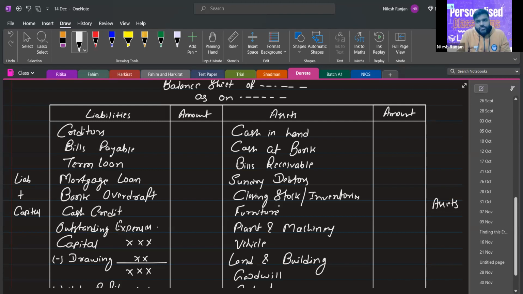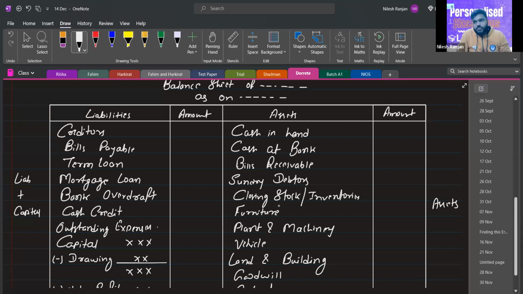Closing stock, inventories, means the stock which is unsold at the end of the year. Okay. Stock which is unsold at the beginning of the year is called opening stock. At the end of the year, it is called closing stock. And this stock will become the opening stock of next year. So the closing stock of the current year will become the opening stock of next year.